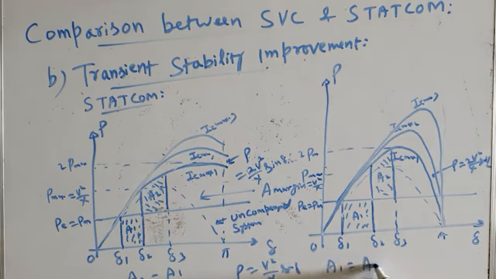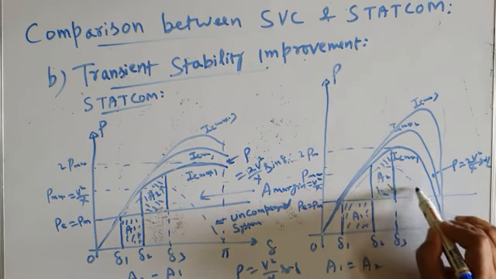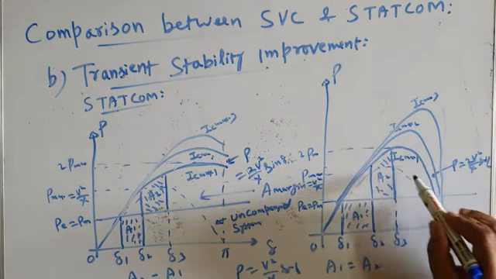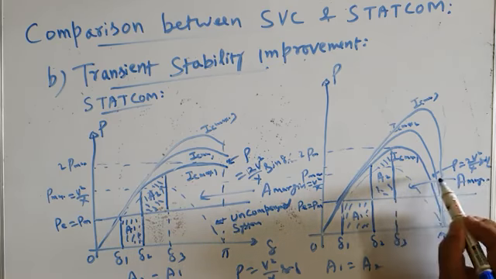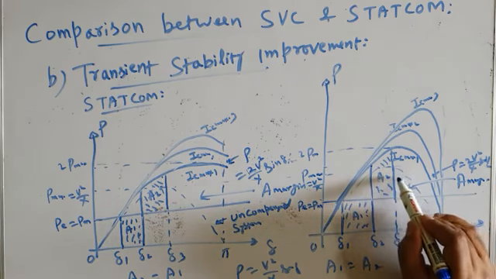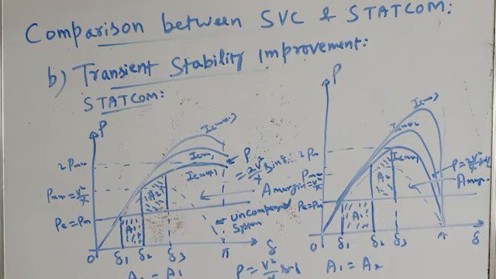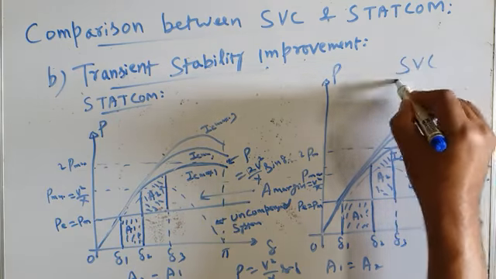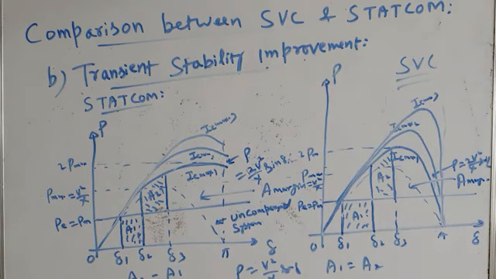So how much is the margin of stability? Again, with an uncompensated line, the margin of stability is very, very small. But with a compensated transmission line, the margin of stability is more. So this whole thing is the margin of stability, and it is much larger than the margin of stability provided by the uncompensated transmission line. Therefore, whenever you use a shunt compensator, whether it is a STATCOM or SVC, the margin of stability is improved.